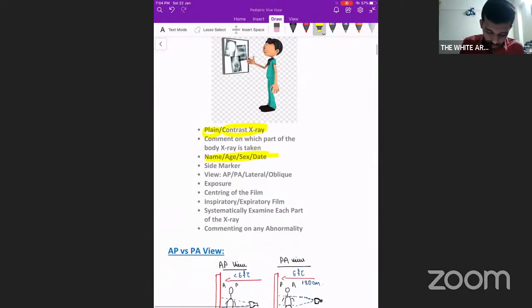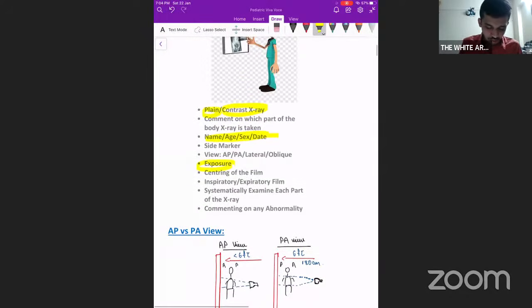Then talk about the exposure, whether it is underexposed, overexposed, or correctly exposed. Then you see whether the film is centered properly or not. If you're talking about a chest X-ray, most of the time you'll have to interpret an inspiratory film because that gives out more of the findings, correct? So you'll have to tell whether it is an inspiratory film or expiratory film.